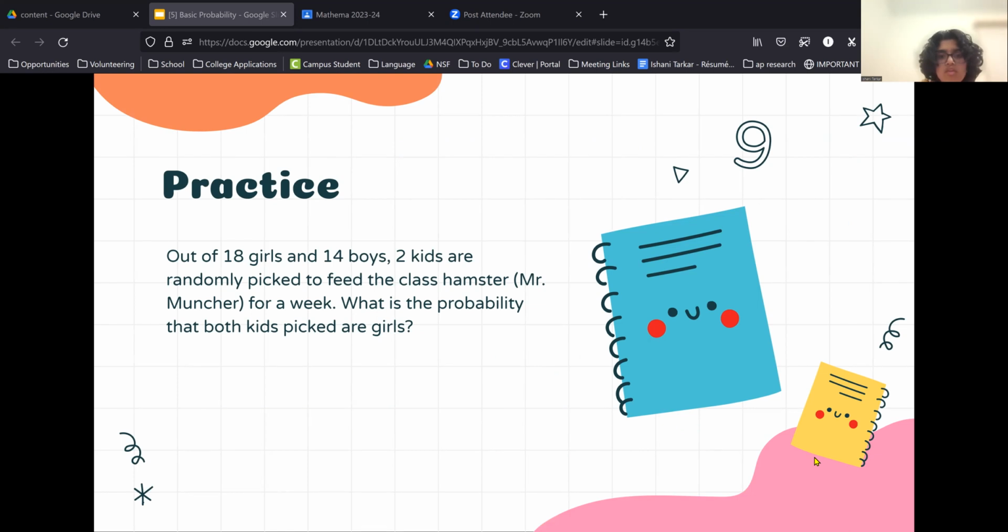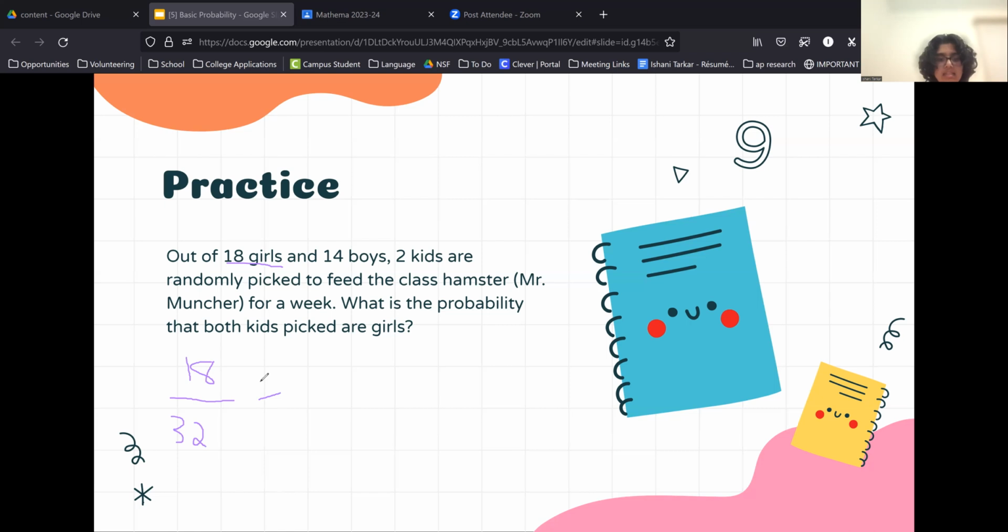So, okay, some of you may know how to do this, some of you may not. But if you do know, remember, private message me your answer. Otherwise, I will start explaining. Okay, so the probability that the first kid picked is a girl is, so we have a total of 32 kids, right? Because 18 plus 14 is equal to 32. And then of those kids, we have 18 as girls, right? So that means the probability of the first person being a girl is 18 out of 32.